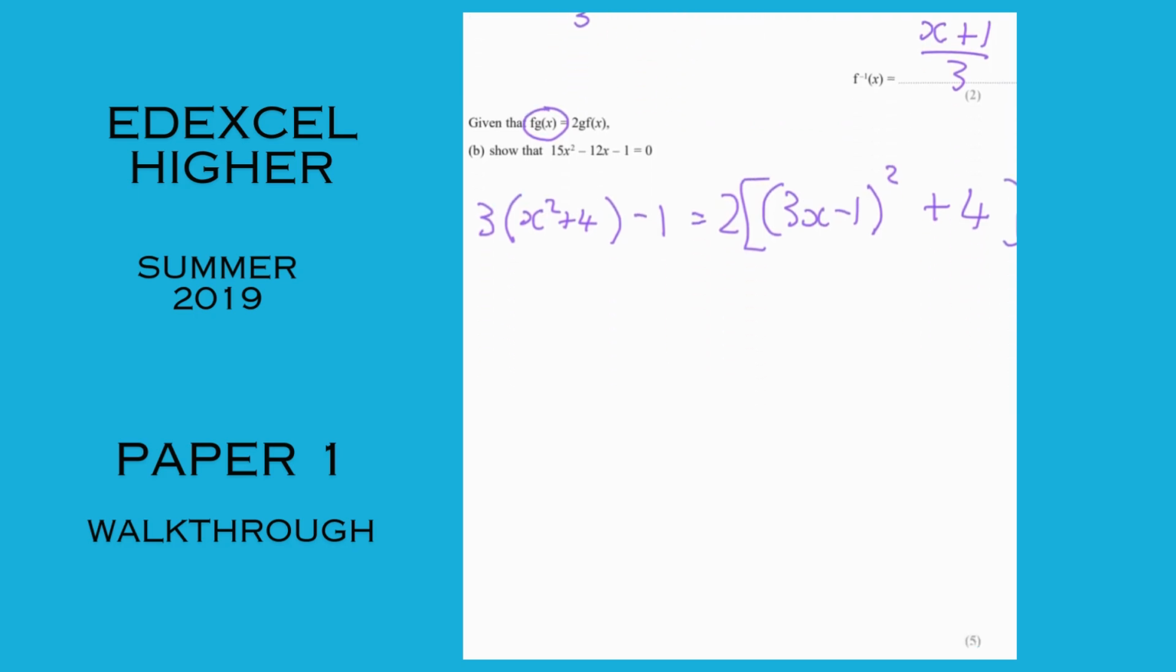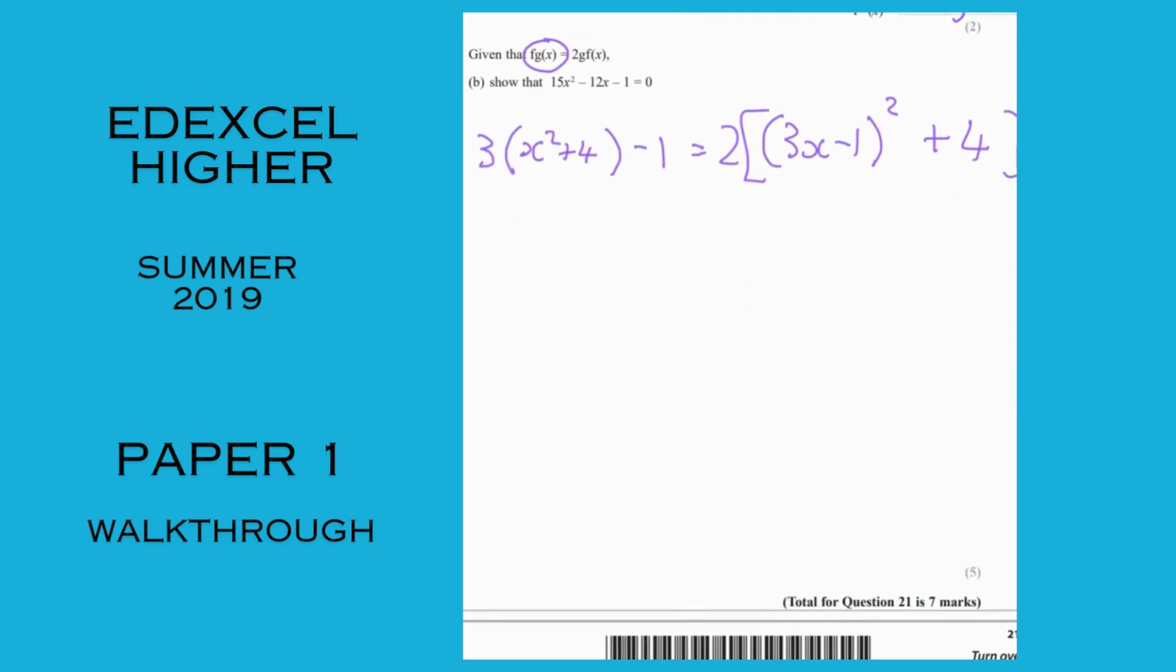Let's crack on, because it is 5 marks. There's bound to be plenty of algebra. So, left-hand side, expand and simplify. 3 times 4 is 12. Take away the 1. We get 11. Bit more work over here. Let's leave the 2 out of it.